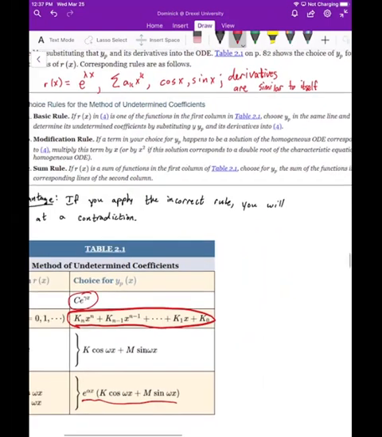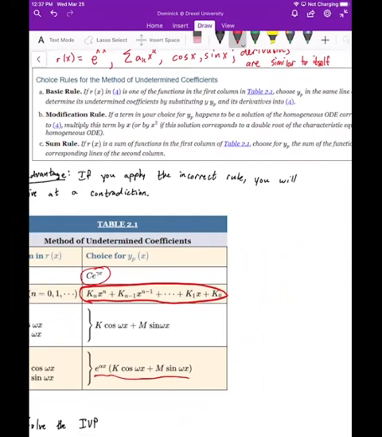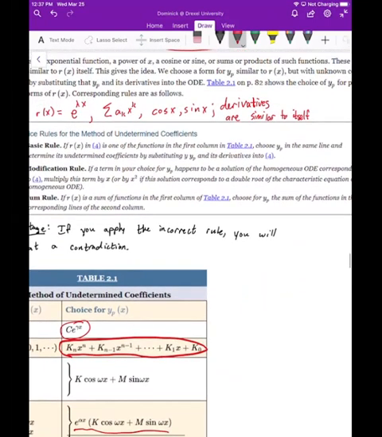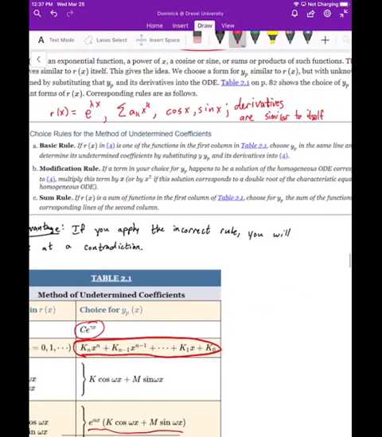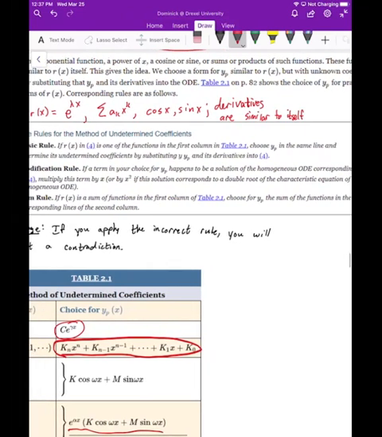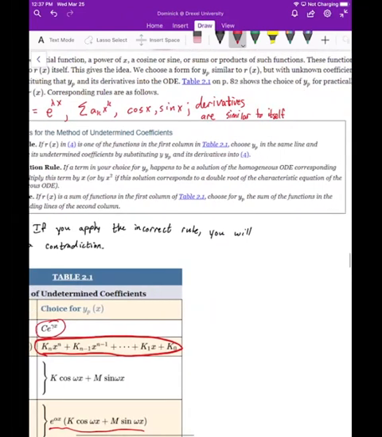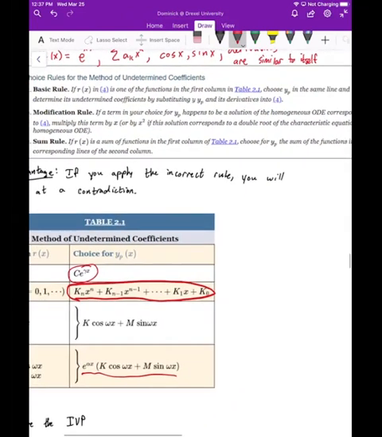Now, the modification rule basically happens when our choice for this Y sub P is already a solution. If that's already a solution, what you then have to do is multiply your Y sub P by X, or if it's a double root, you multiply by X squared, and then you proceed as you would before. Now, the sum rule basically says that if your R of X is a sum of functions in this first column, then for Y sub P, you just choose the sum of these different possible choices, right? So again, I think this is much easier to see with some examples, so let's go ahead and do it.